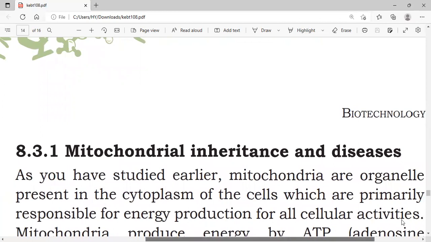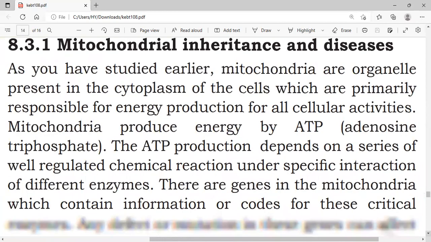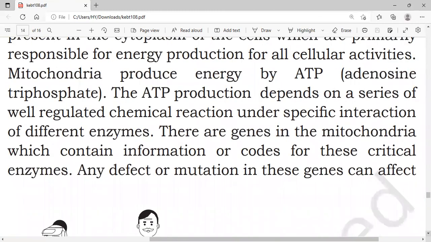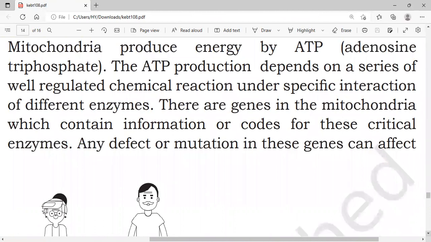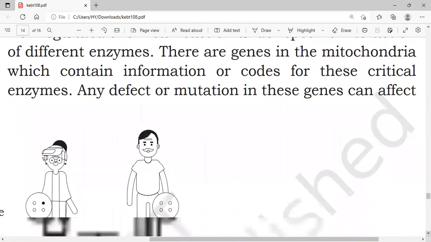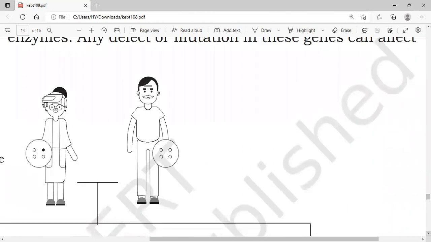हमने पहले भी पढ़ा है माइटोकॉन्ड्रियल और ऑर्गेनली का डीएनए भी साइटोप्लाज्म के अंदर अपने एनर्जी प्रोडक्शन तो करवाता है सेलुलर एक्टिविटीज का. माइटोकॉन्ड्रिया एनर्जी भी देता है एटीपी से, adenosine triphosphate. ATP production depend on the series of well-regulated chemical reaction and the specific interaction of different enzymes. There are genes in the mitochondria which contain information or codes for these critical enzymes. Any defect and mutation of the gene can affect.